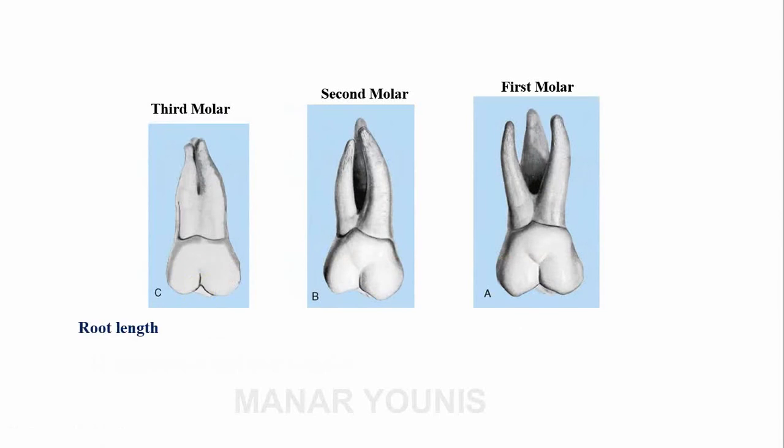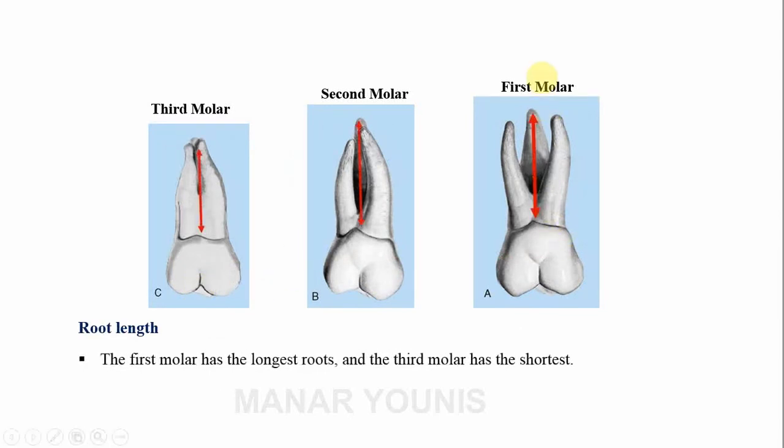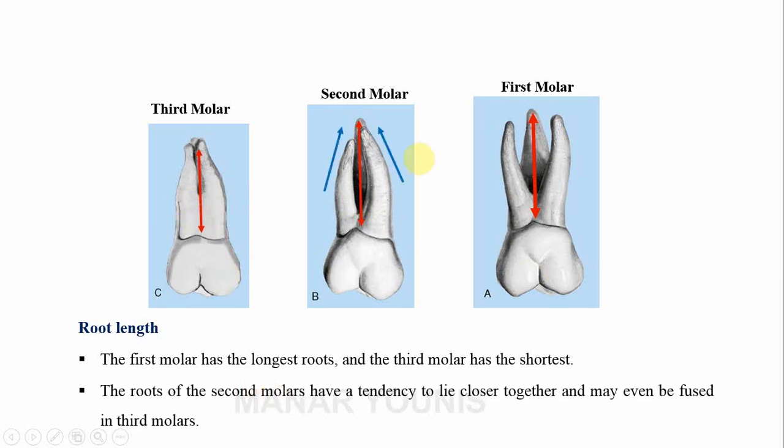Root length and configuration. The first molar has the longest roots, the third has the shortest, therefore root length becomes shorter as molars move distally. The roots of the second molar have a tendency to be more convergent compared with the first. The third molar shows even more tendency for convergence, and even the roots may be fused in one single large root.